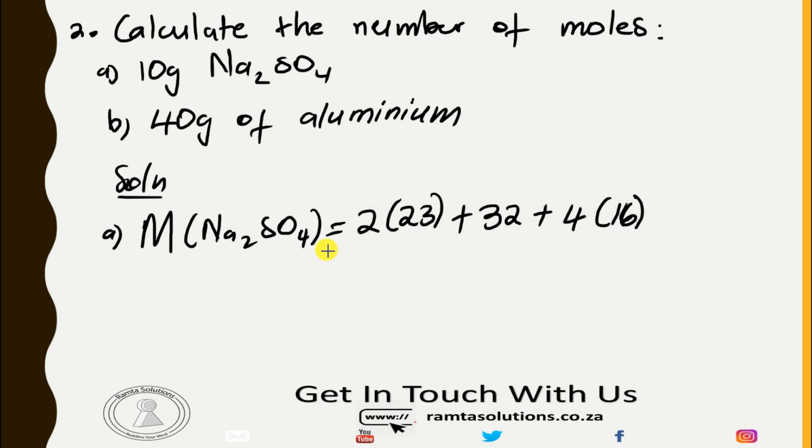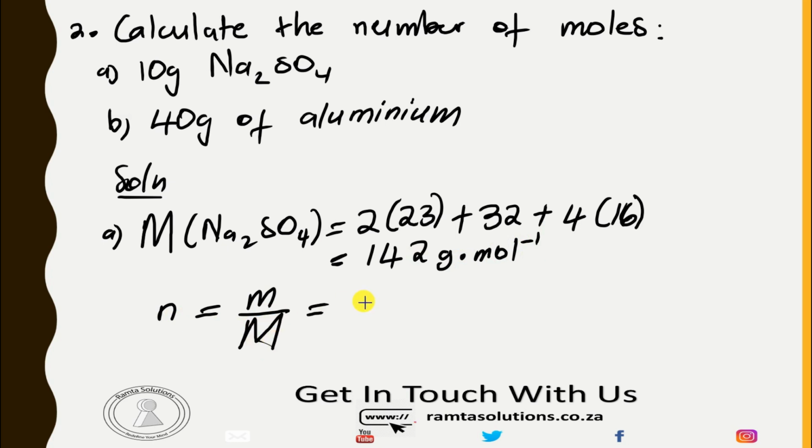So what is the molar mass? Let's see. 46 plus 32 plus 64. So our answer is 142 grams per mole. So what is the number of moles? n equals m over M, right? So this is 10 over 142. What do we get?